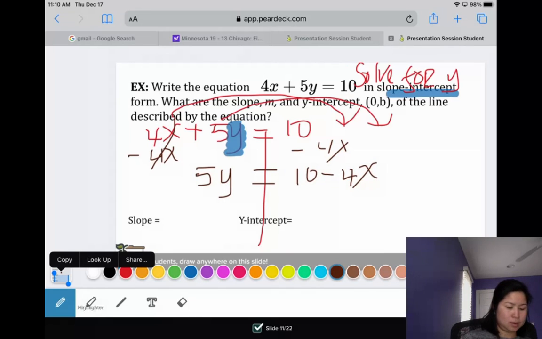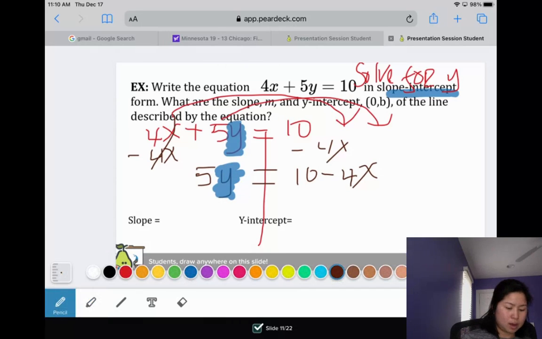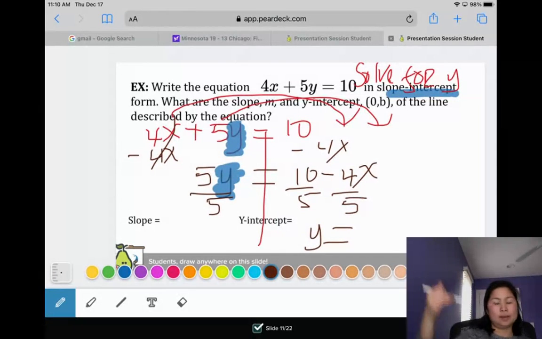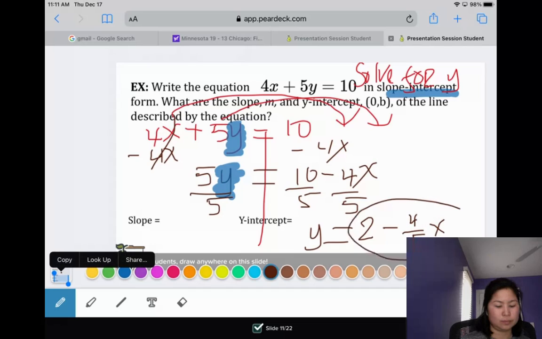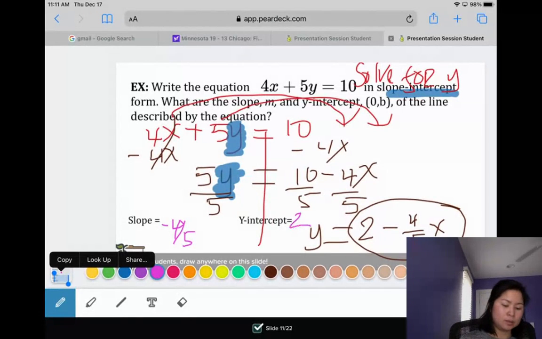Now, I went over this a little bit fast because it seems some of you already know what to do, so I'm just doing a quick review with you. Now I want to remove the 5 from y, so divide by 5. So when I do this, I look at my right side, 10 divided by 5 gives me 2. The 4 divided by 5 is not going to give me a nice number, so I will just leave it. Once I have this, I can go back and fill out the answer. The slope is the one in front of the x, so it's going to be negative 4 over 5. The y-intercept is the value by itself, which is 2.